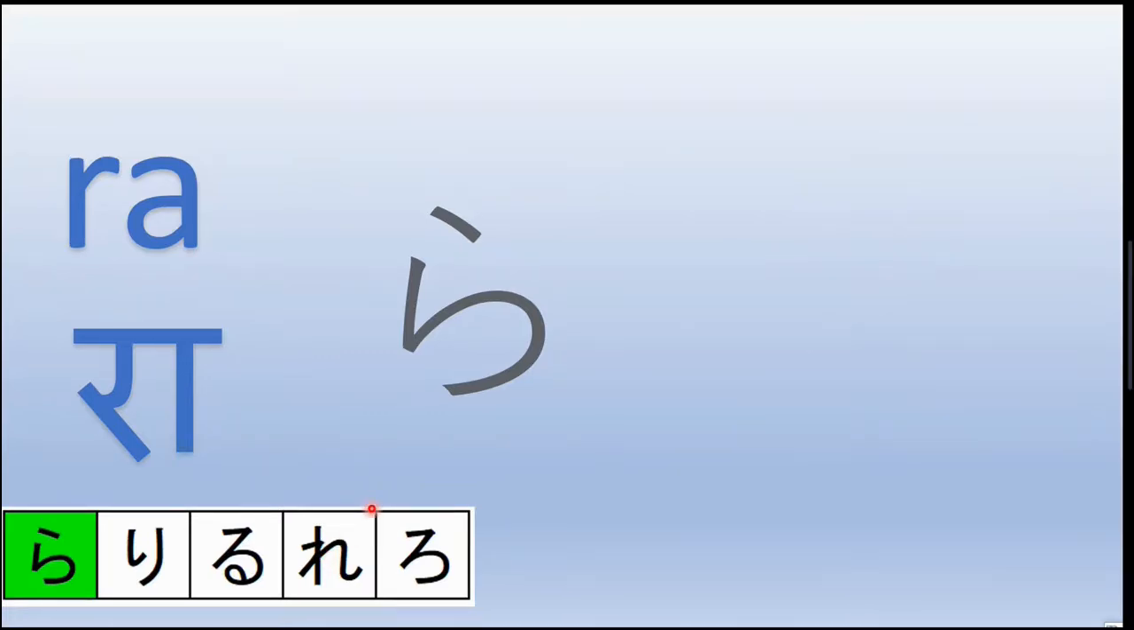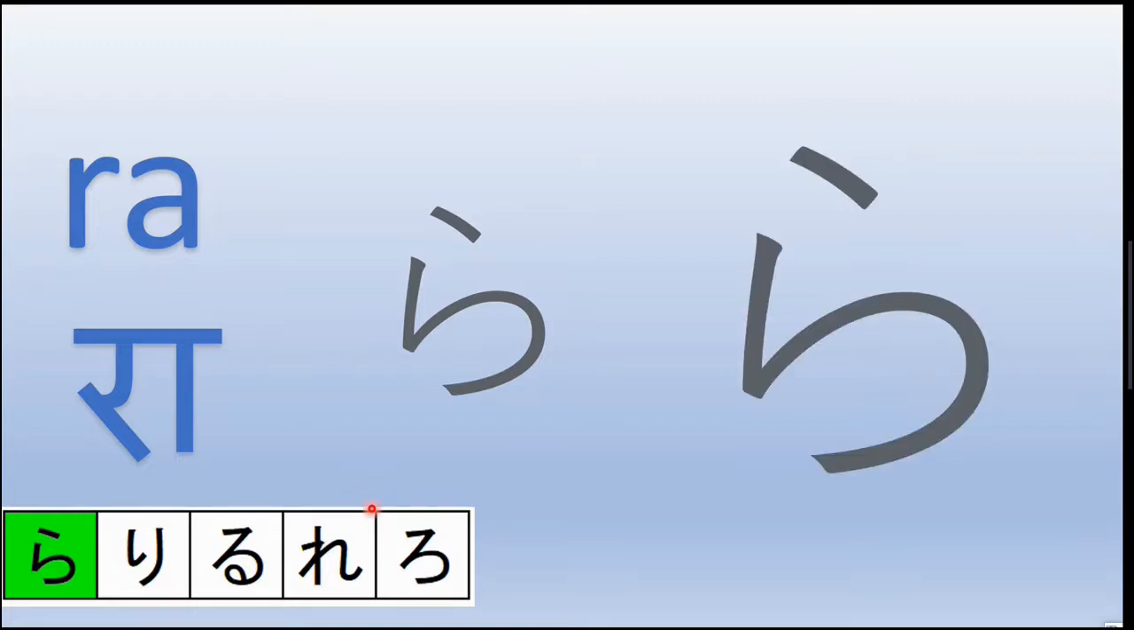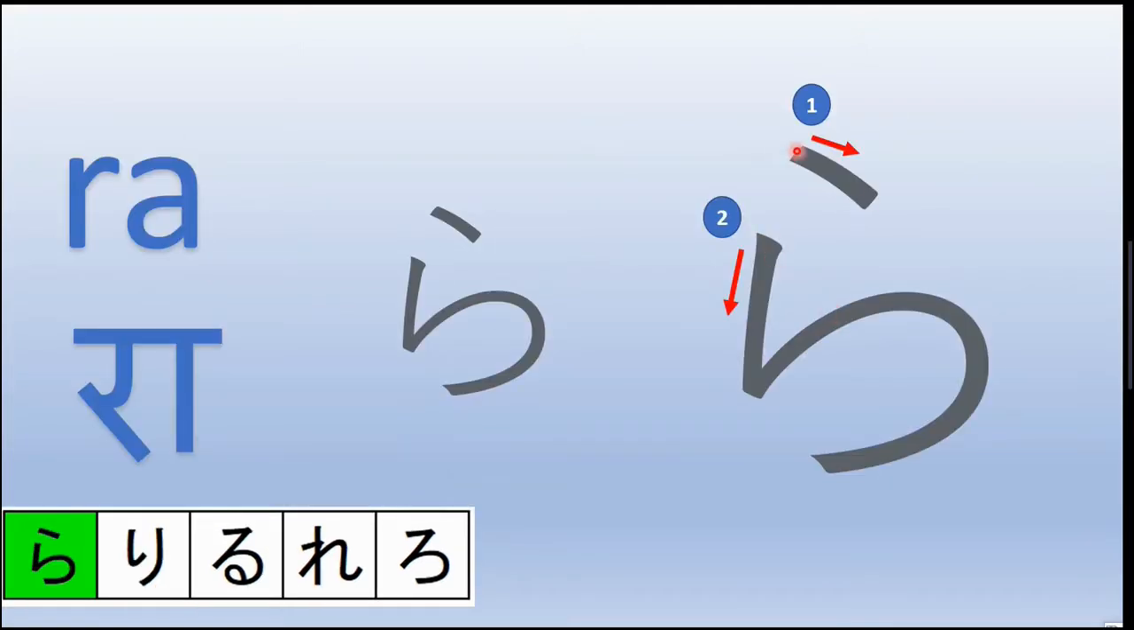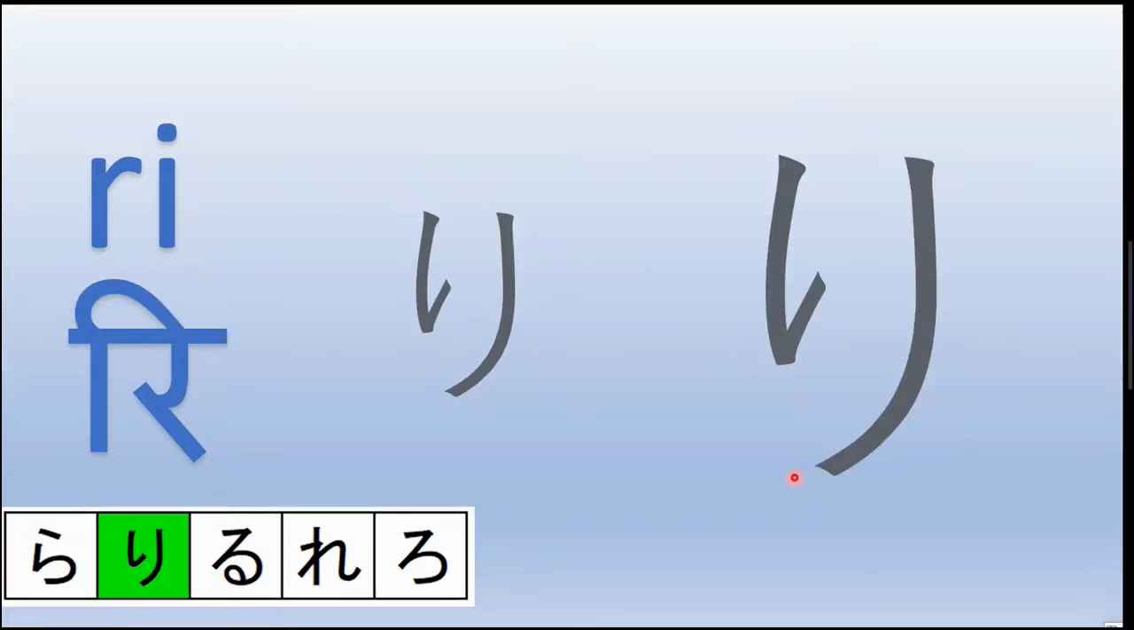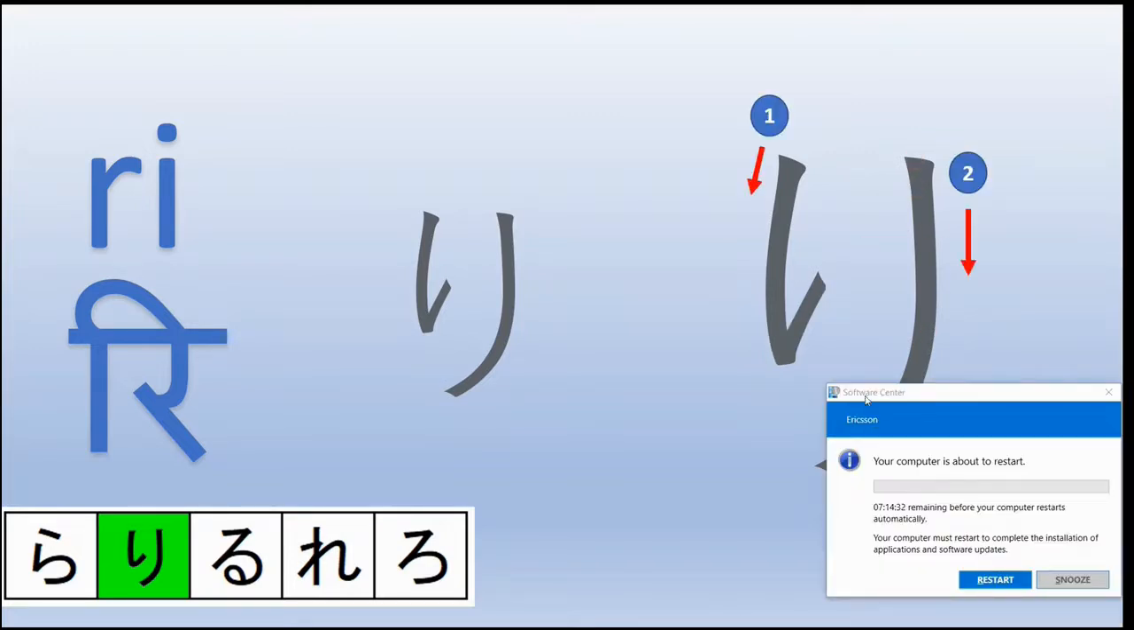The next line is of ra sound. This is ra, ri, ru, re, ro. First one is the ra sound. This is how ra is written, the first stroke, and in the second stroke, we do it like that. The first stroke and the second stroke like this. Next is ri. It's very simple. Ri, the first stroke like this, and the second stroke like this.